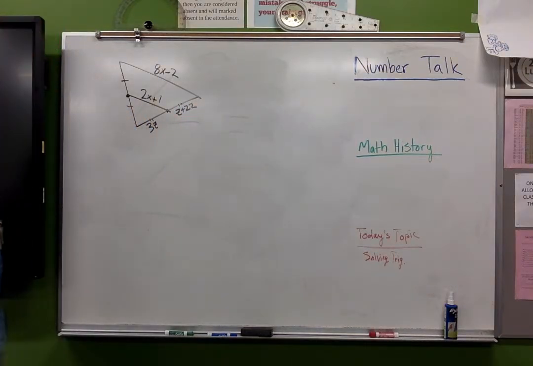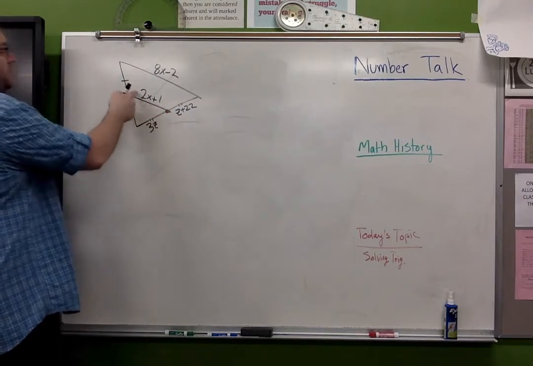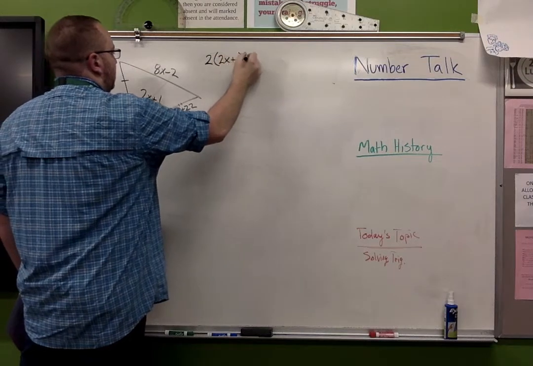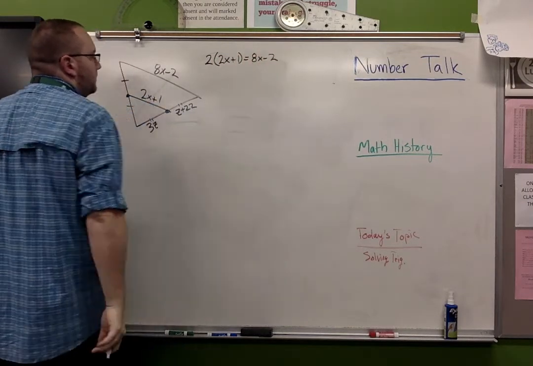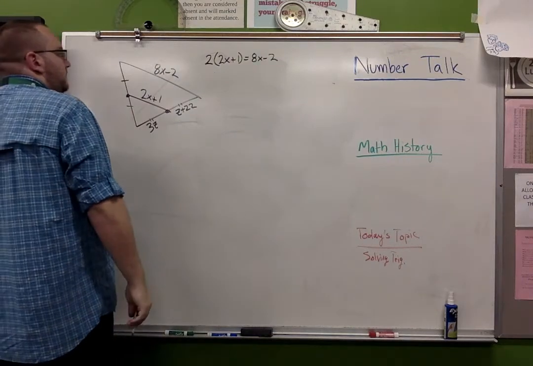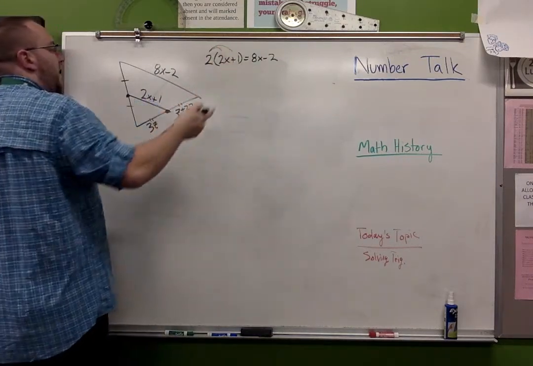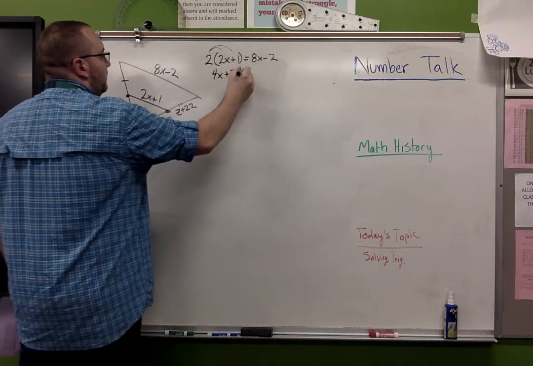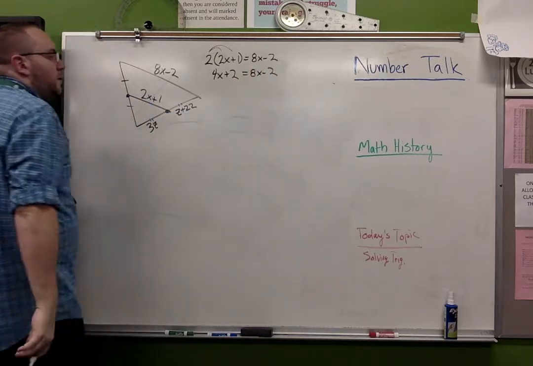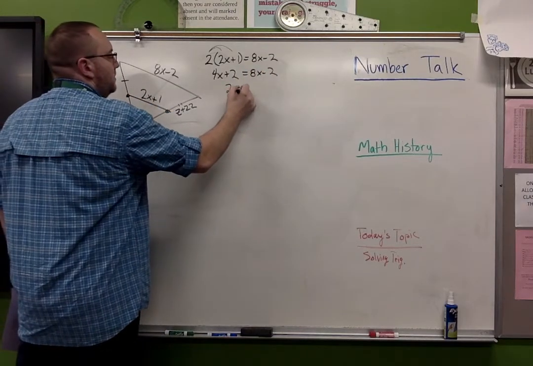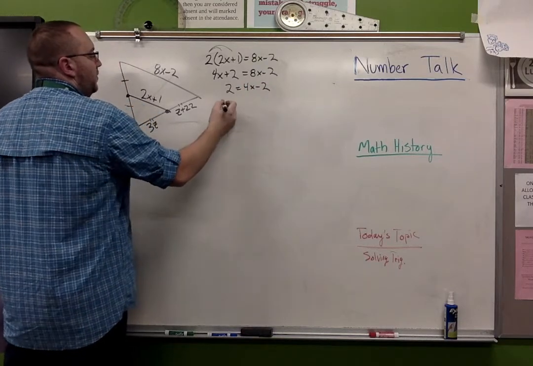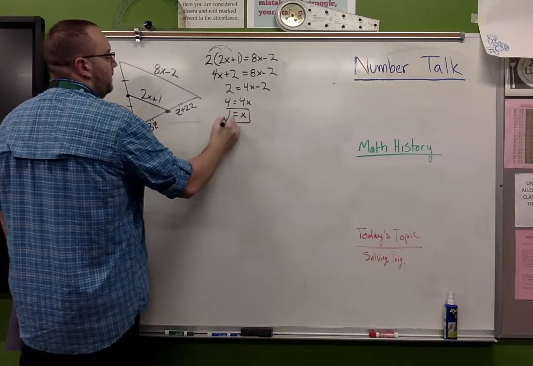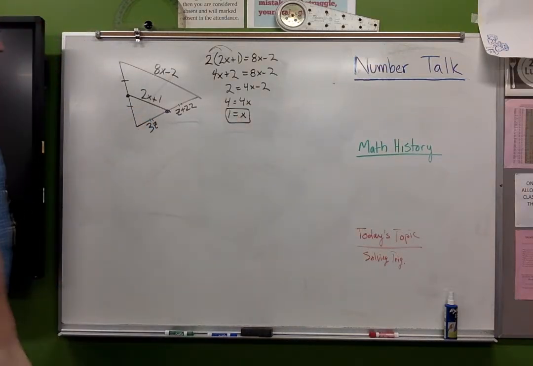Okay, so let's find x first. Remember, this is the mid-segment. So 2 of these makes 1 of these. So 2 times 2x plus 1 is equal to 8x minus 2. I'm going to distribute this time. You can divide, but you have to remember you divide the entire side. So I'm going to distribute this time so it's not as confusing. Subtract 4x both sides. Add 2 to both sides. Divide by 4 both sides. x equals 1.